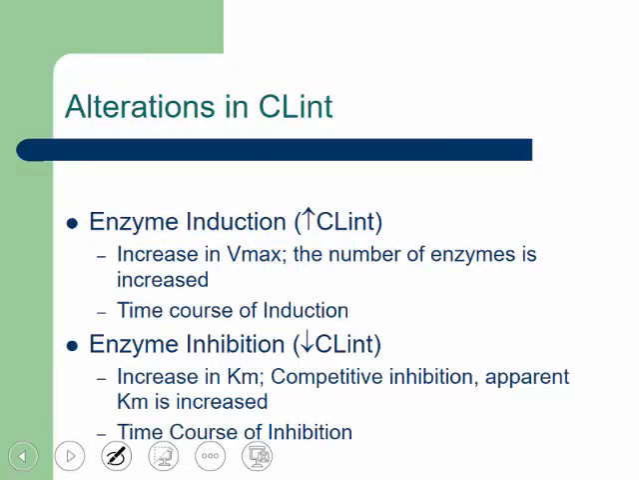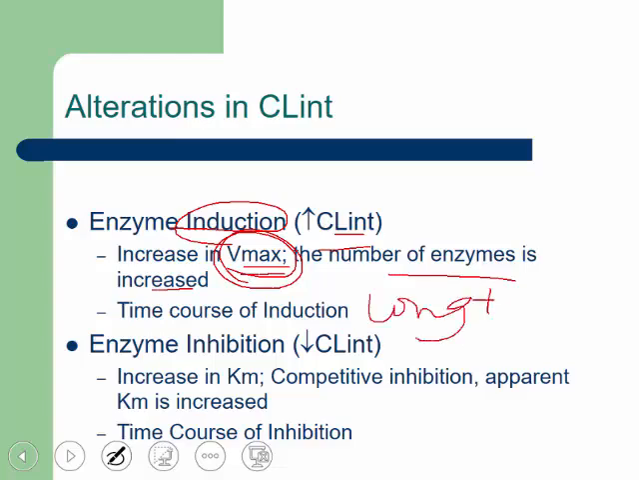What things will alter intrinsic clearance? Well, we've actually been talking about this already, haven't we? When enzymes are induced, enzyme induction means that there's an increase in intrinsic clearance, an increase in enzyme activity. This is usually due to an increase in the number of enzymes, so it's going to be an increase in Vmax. The time course of this is going to take a long time because you have to make protein. This takes a long time because you've got to actually make these enzymes.